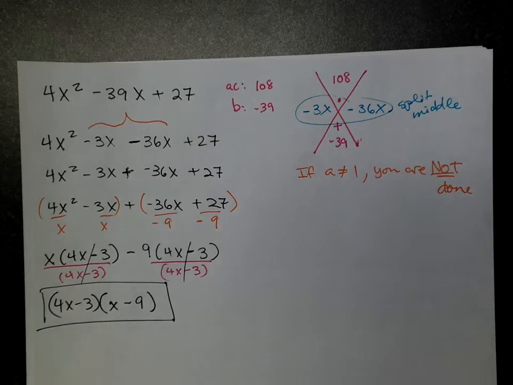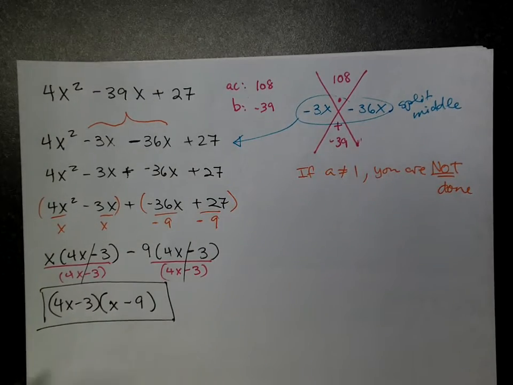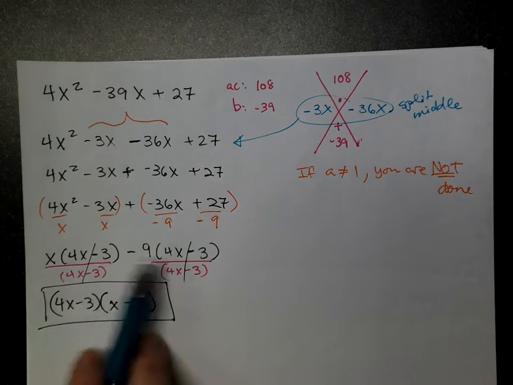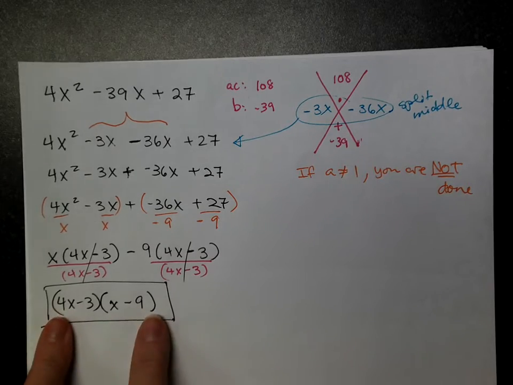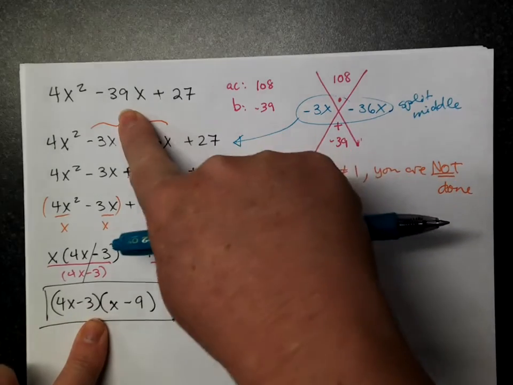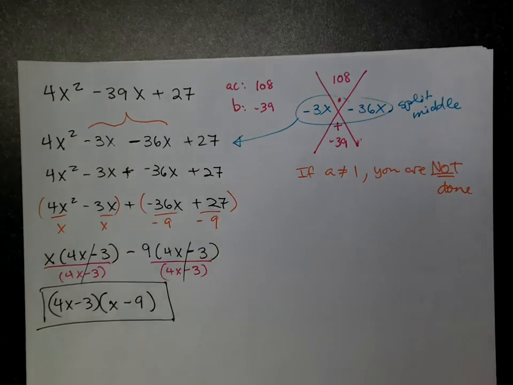Does it matter what order you put it in? No. What is 3 times 5? And what is 5 times 3? They're both 15. Order of multiplication does not matter. So if you like to put the outside ones first, when you factor either way and FOIL to check, it's going to be the same. So 4x squared, check. Negative 36 plus negative 3x, negative 39x, check. And positive 27, check. That's what I figured. Yeah, that's a common question.